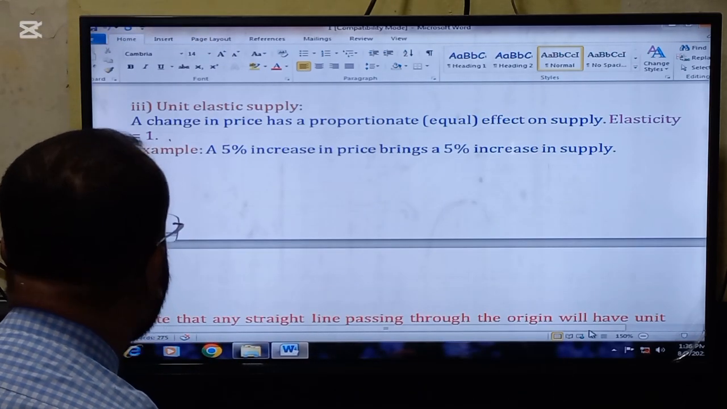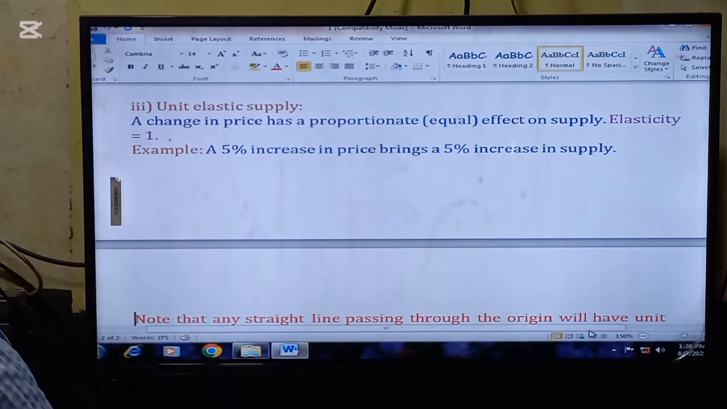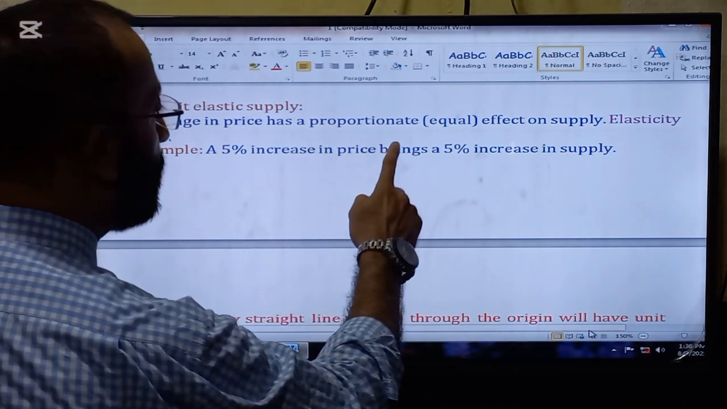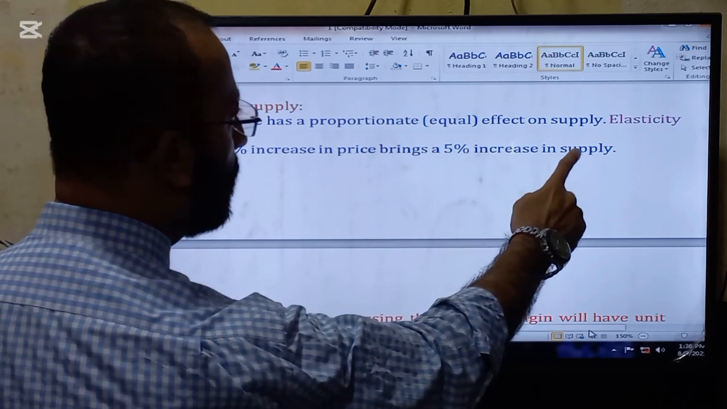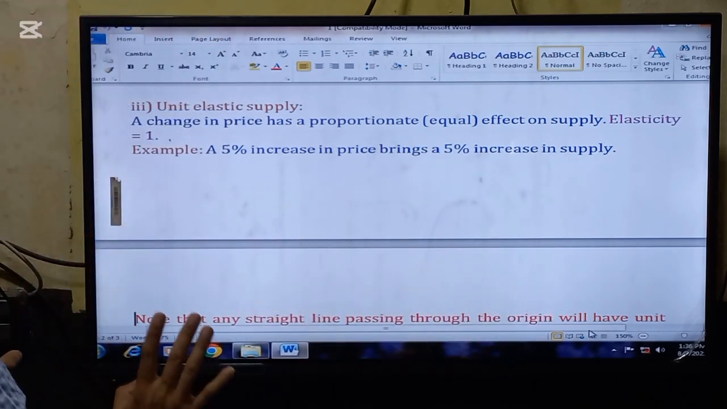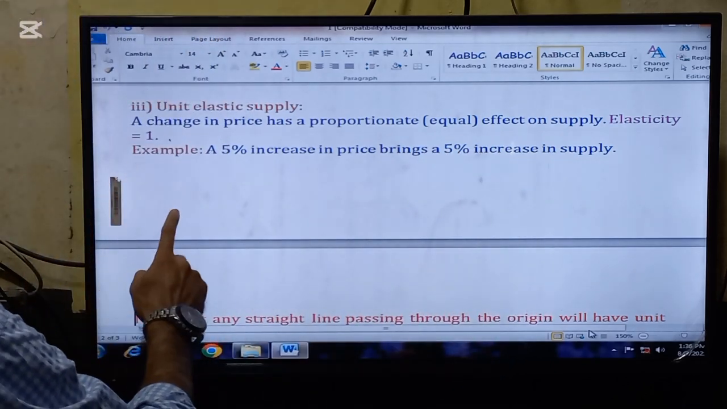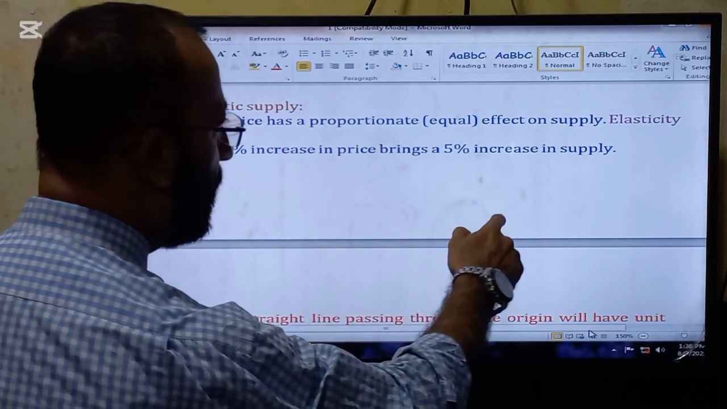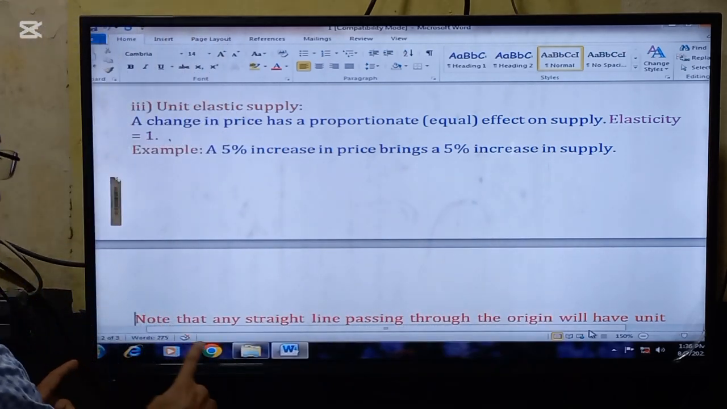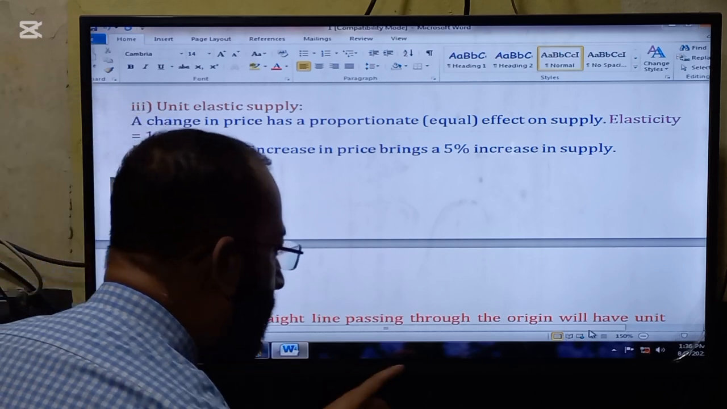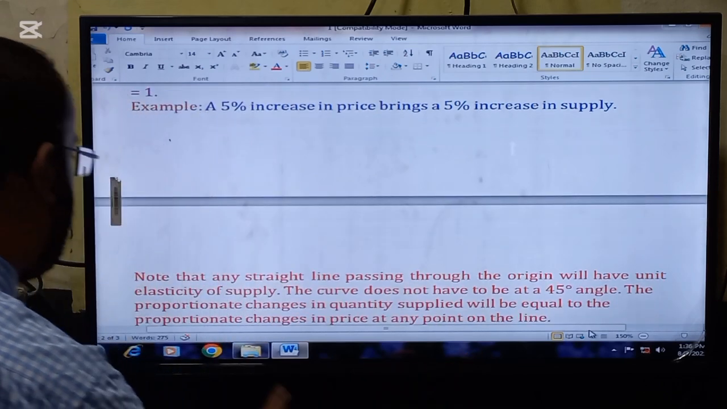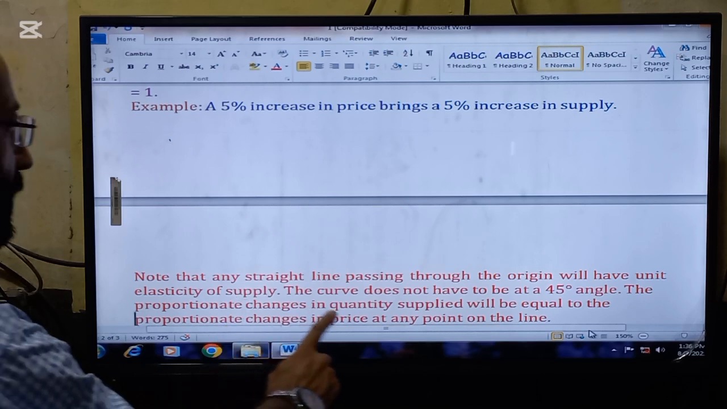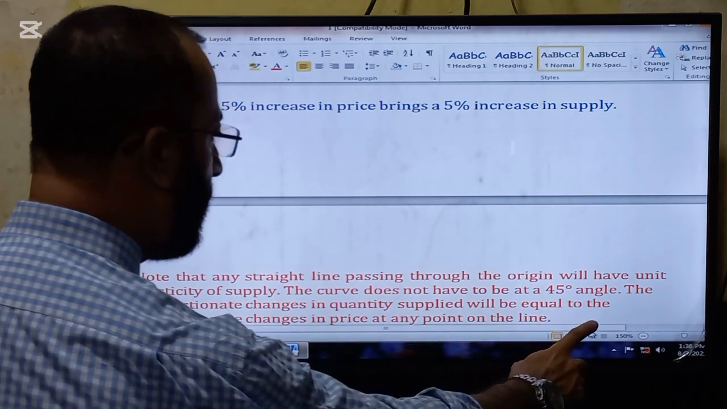The next category that we are going to read is the unit elastic supply. A change in the price has a proportionate, equal effect on the supply. Elasticity is equal to 1. An example is a 5% increase in the price bringing a 5% increase in the supply. Note that any straight line passing through the origin will have a unit elasticity of supply. The curve does not have to be at a 45-degree angle.